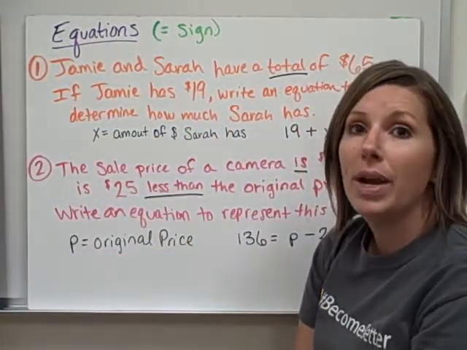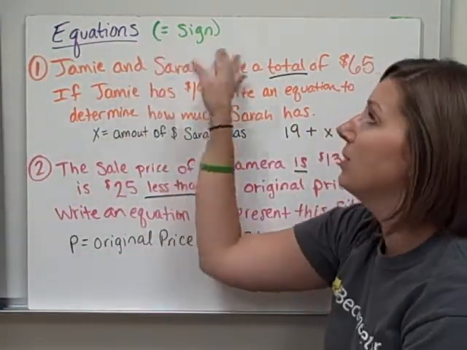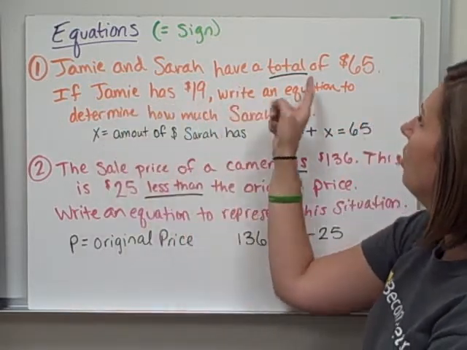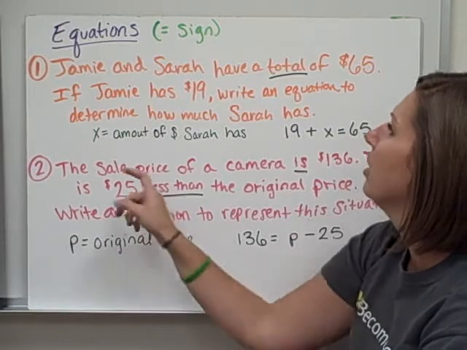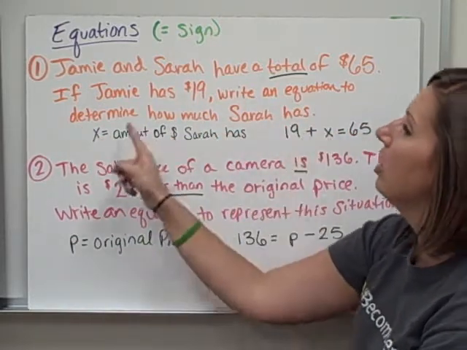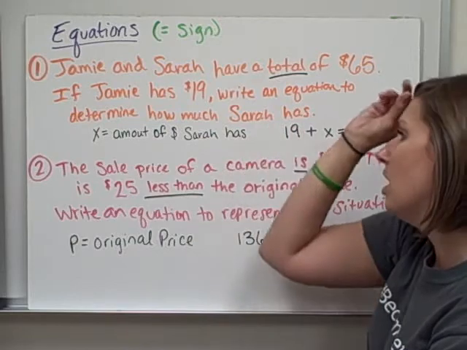Now we're going to move on to equations. Remember, equations have equal signs. Number 1, Jamie and Sarah have a total of $65. If Jamie has $19, write an equation to determine how much Sarah has.